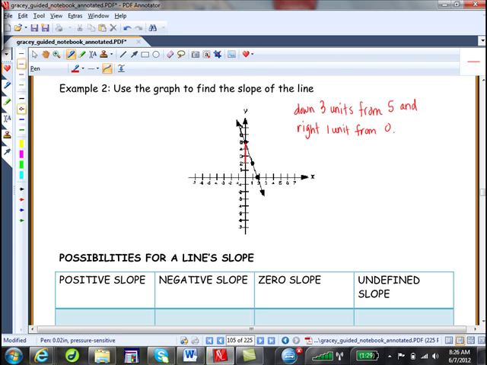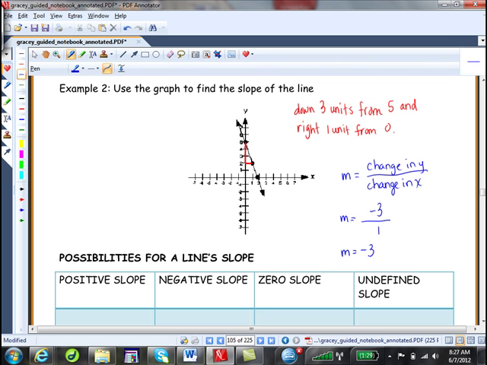So we go back over here. Down 3 units means, remember, M is change in Y over change in X. We said that it went down 3, so isn't that negative 3? And it went right 1. So at the end of the day, the slope is negative 3.